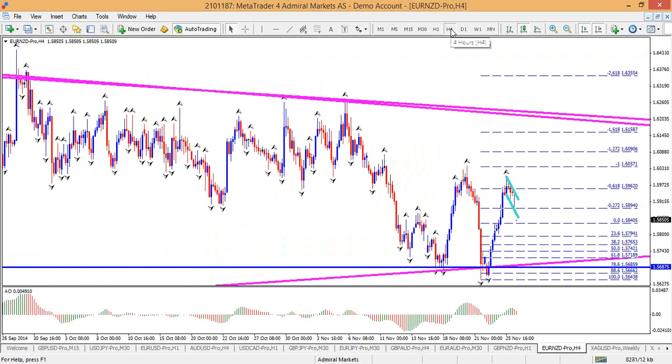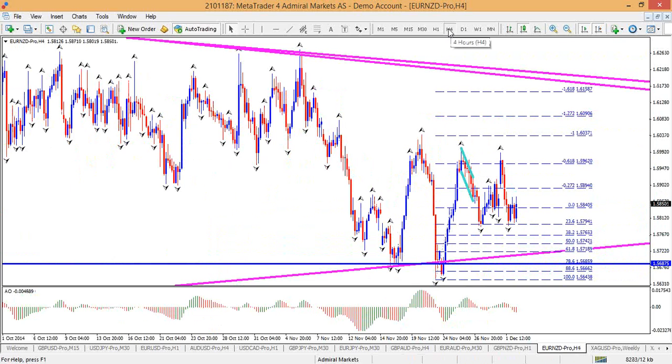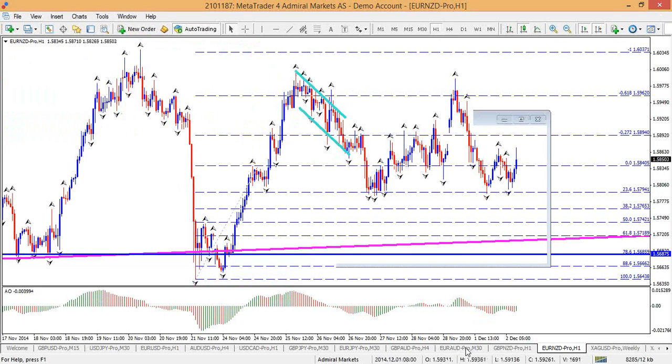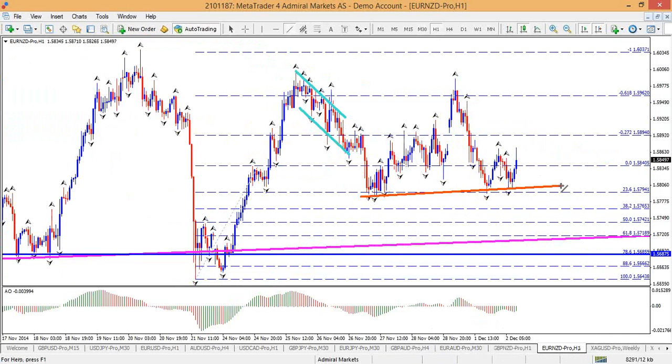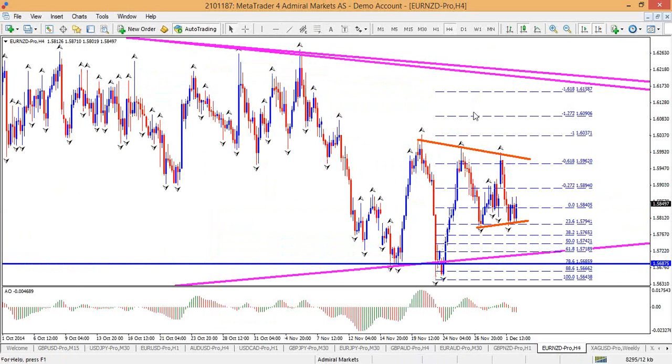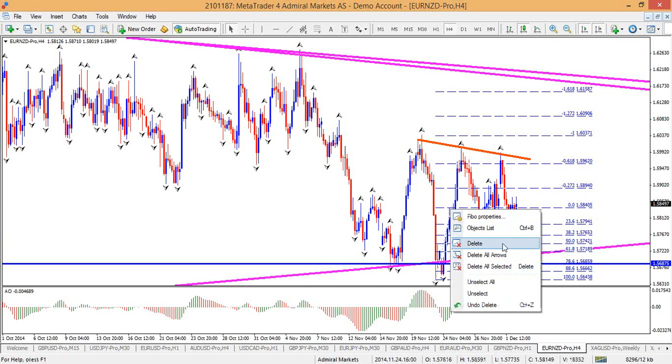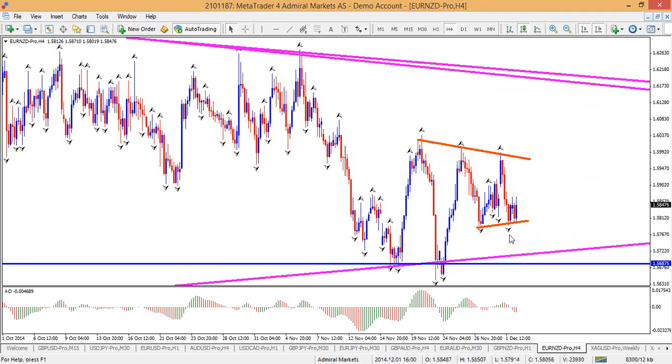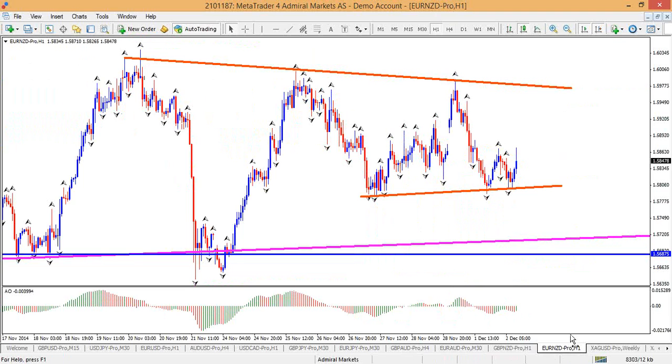I'm not a big fan of the Euro New Zealand at the moment. It looks very choppy to me, and I don't see anything interesting to trade at this point. I can connect some lines like this and like that. Maybe there could be some setup if those trend lines are broken. I don't know. At the moment, maybe the only thing that could be valuable is a bounce off of this trend line. No, it doesn't inspire me, to be honest, so let's move on.